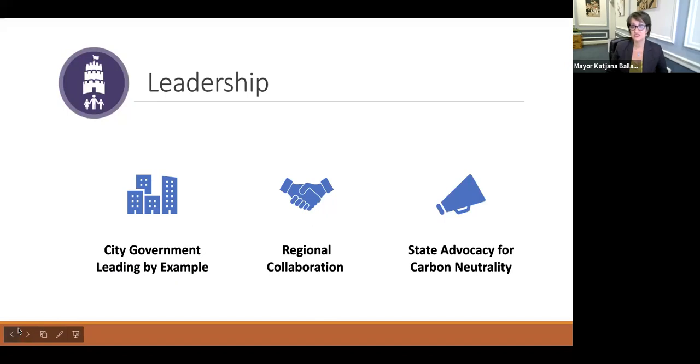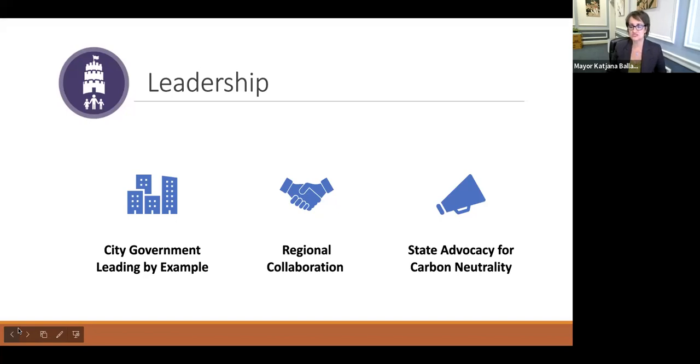Which brings me to the leadership goals of our Climate Forward plan. We are focused on three main areas of leadership. First is city government leading by example. When we shift our vehicles to electric, put solar arrays on top of our schools, and cut our energy use, that's the city walking the walk.